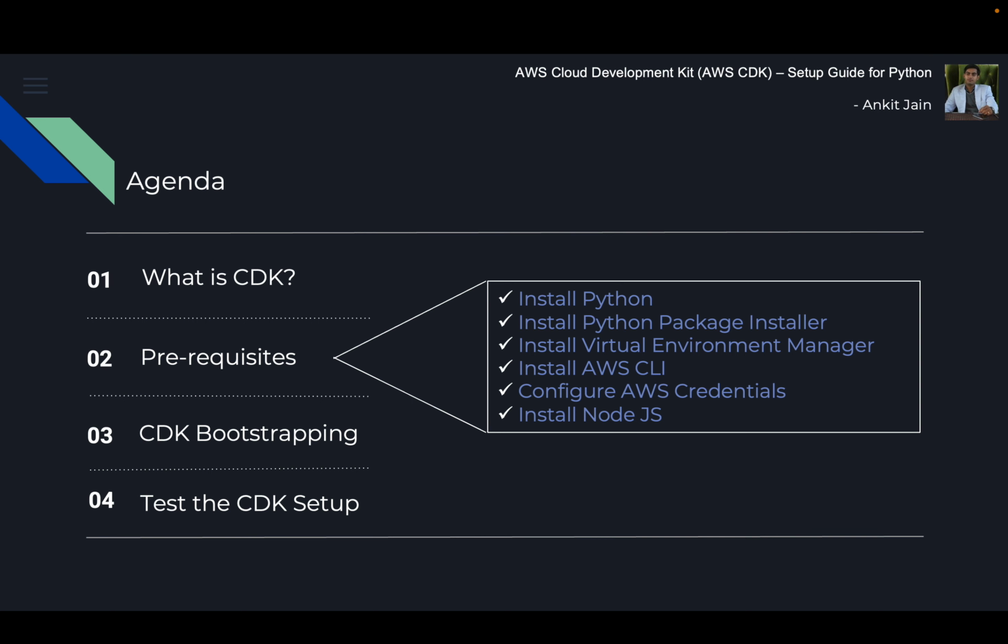Then we will talk about prerequisites, what all software we need to install, what all configuration we need to do to make the workstation ready so that we can use the AWS CDK framework to provision the cloud resources in AWS cloud. The third section is more on CDK bootstrapping. We will talk about what bootstrapping is, what is exactly the outcome of the bootstrapping process, and then once the setup is done, we will test the entire environment, of course, with an example of a project where we will provision some infrastructure resources in AWS cloud.